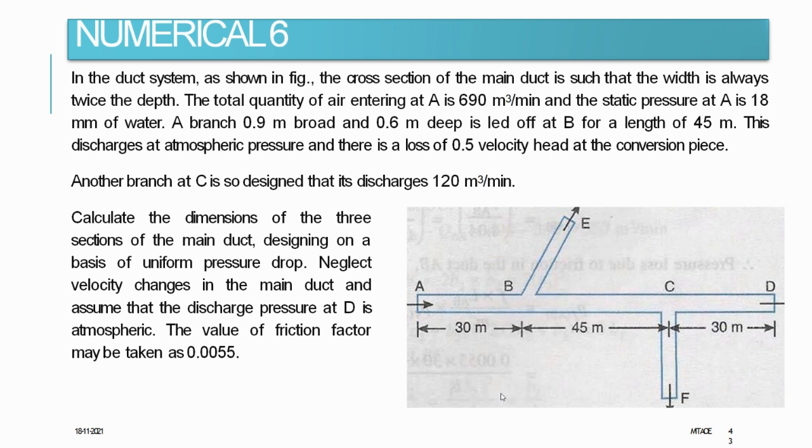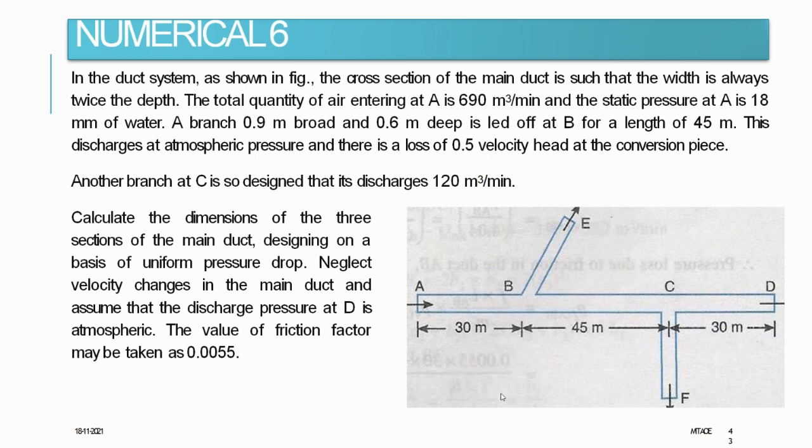The total quantity of air entering A is 690 meter cube per minute and the static pressure at A is 18 mm of water. A branch 0.9 meter broad and 0.6 meter deep is laid off at B for a length of 45 meter. This discharges at atmospheric pressure and there is a loss of 0.5 velocity head at the conversion piece. Another branch at C is so designed that it discharges 120 meter cube per minute of air.